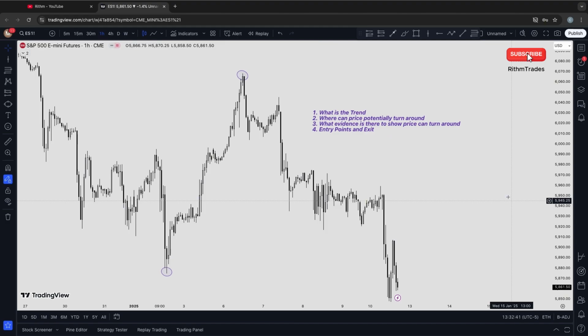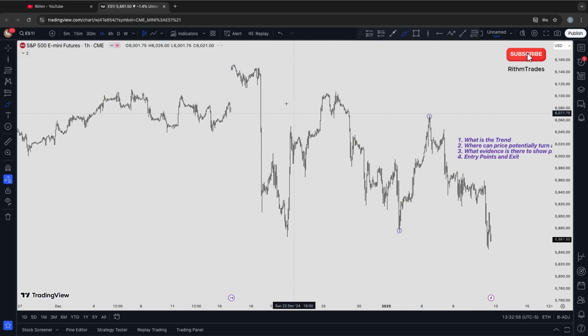So I've got a little checklist up here, and these are the main 3 points that I want you to understand. So the first thing is trend. At the end of the day, what is the overall trend? Because at the end of the day, the trend is your friend.